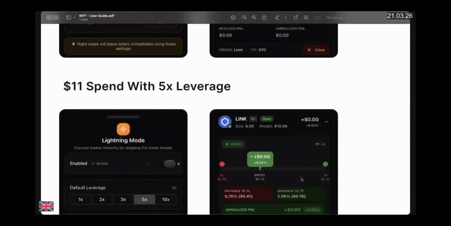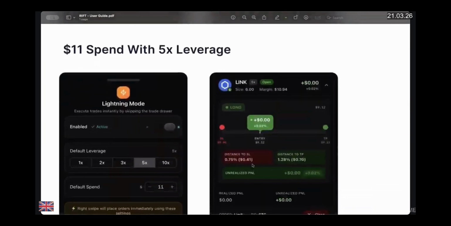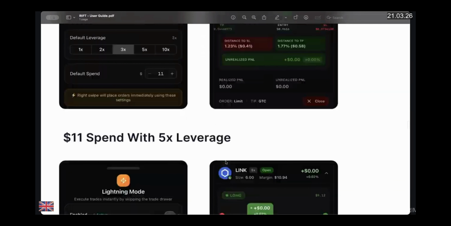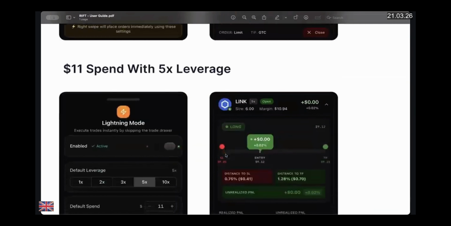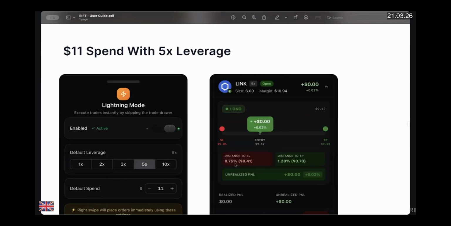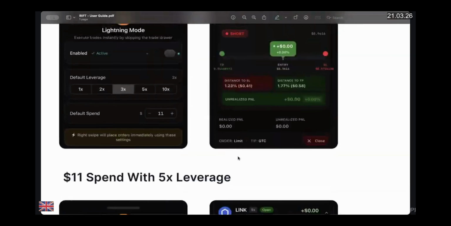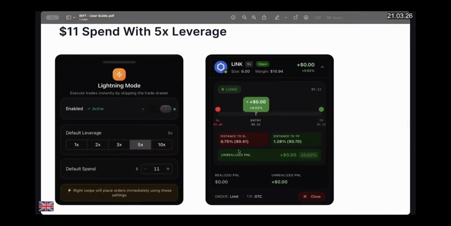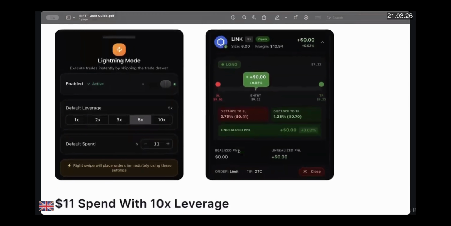And once we exceed the leverage up to 5x, the distance to stop loss also increases and distance to take profit increases simultaneously. You can potentially make 1.28% and distance to stop loss becomes 0.75%. That means the various scenarios determine these ranges, and these ranges are decided by the automation intelligence engine which presents you these opportunity cards.